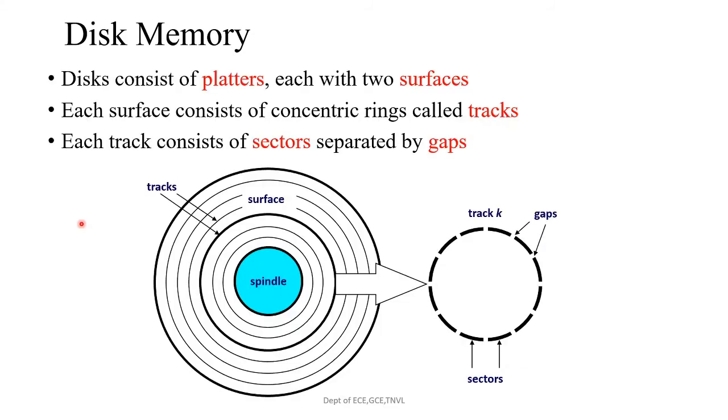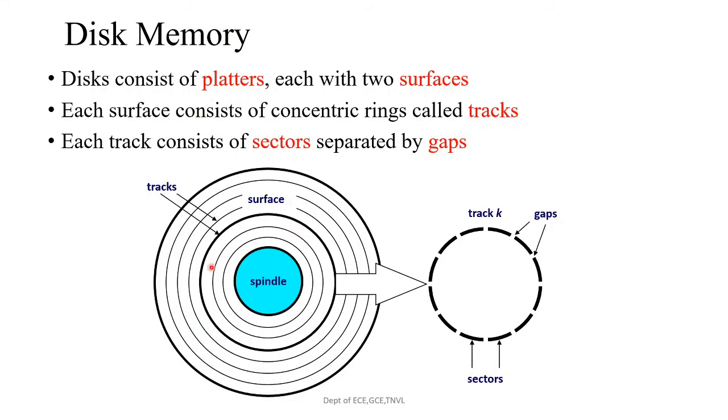And this is about the disk memory. This disk is nothing but the magnetic hard disk we are using. This magnetic hard disk consists of a collection of platters, each with two surfaces, and each surface consists of concentric rings called tracks. Each track consists of sectors separated by gaps.